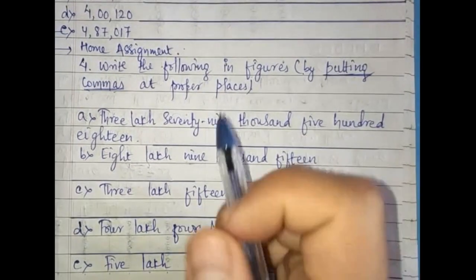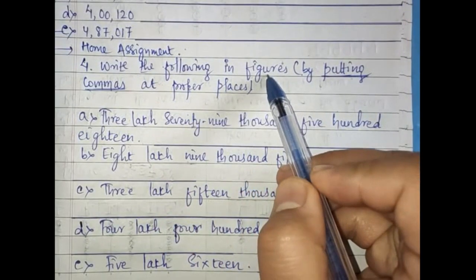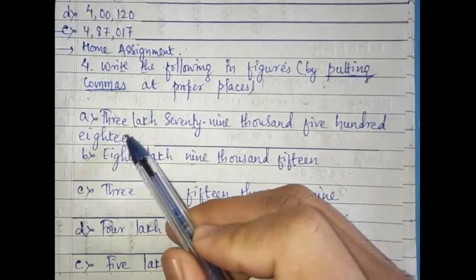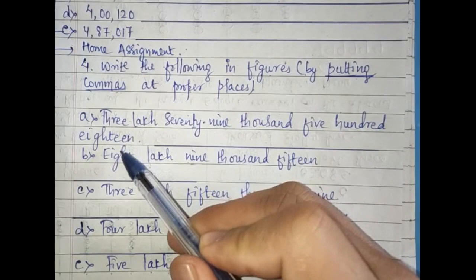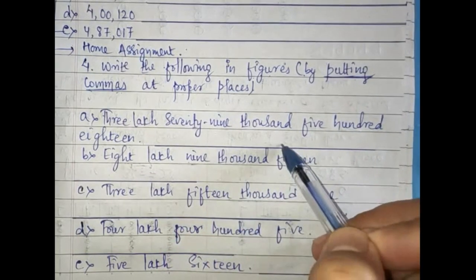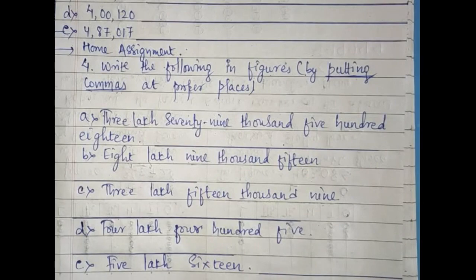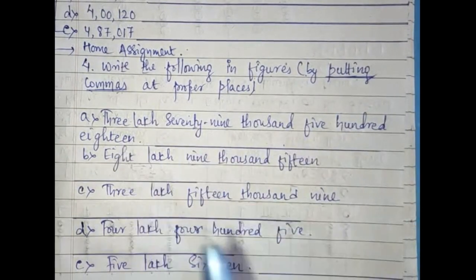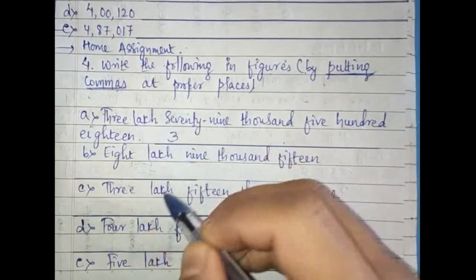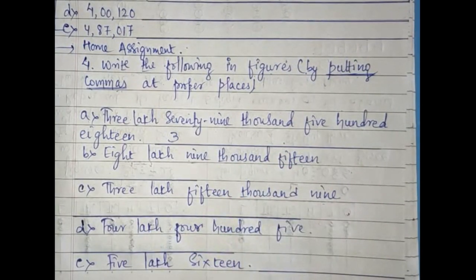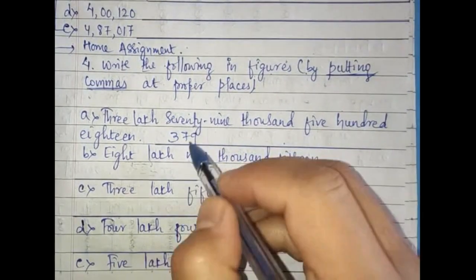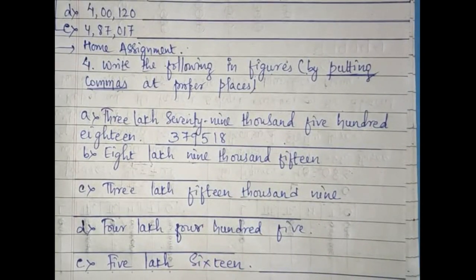Okay, so the question is, write the following in figures by putting commas at proper places. First of all, you have to take the number given in words and put it in number form, and then you will put the comma at the proper place. Okay, so how to do that, I'll be teaching that. 3,79,518. Okay, it is very easy. In the lakh position, it is 3. Obviously it is a 6-digit number, that's why you are having lakh. 3,79,518. So this is the form, right?